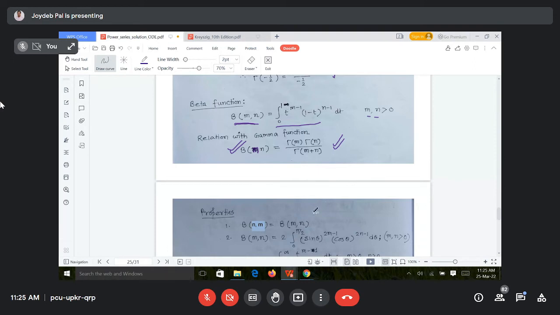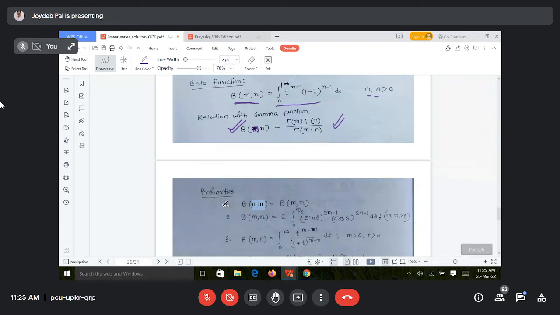Now some other properties you can see. That is also another important property: beta of m, n is equal to beta of n, m. Actually the beta function is commutative, meaning if you take m equal to n and n equal to m, both the values are the same.